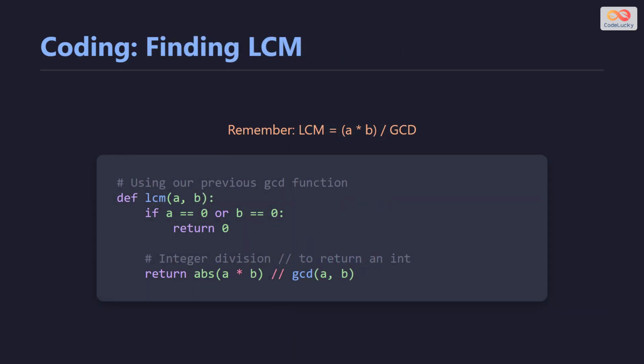Now for the LCM implementation. Using the formula we just learned, we define a function that takes A and B. We safeguard against zeros, then we calculate the absolute value of A times B, and use integer division to divide by the GCD of A and B. It's that simple.